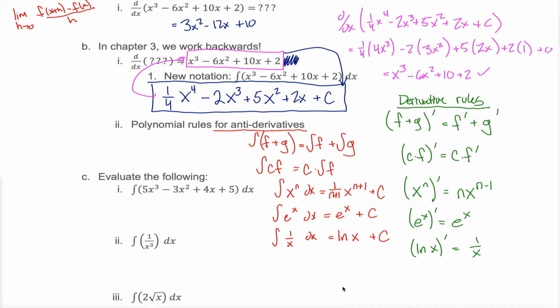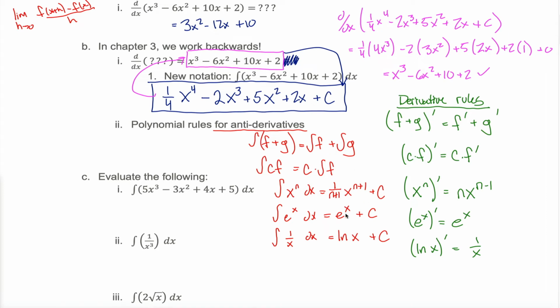One more minor comment. 1 over x is defined for any value of x other than 0, but natural log of x is only defined when x is a positive number. So in order to make the domains match up nicely, we throw the absolute value symbols around the x in natural log of x when we're taking antiderivatives. I just forgot to write them in this video.